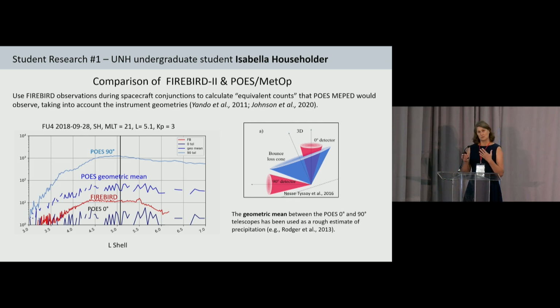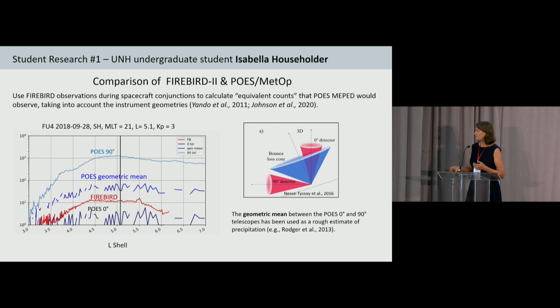And so what she did essentially was identify when conjunctions were to occur between the FIREBIRD CubeSats and the POES and MetOp satellites, and then targeted download of high-resolution data from FIREBIRD during those times, took the FIREBIRD electron flux, and then calculated the equivalent counts that the POES MEPED instruments would see based on their instrument geometry in order to compare.